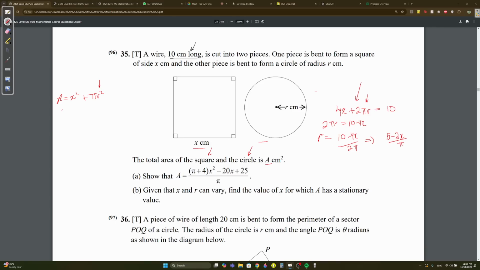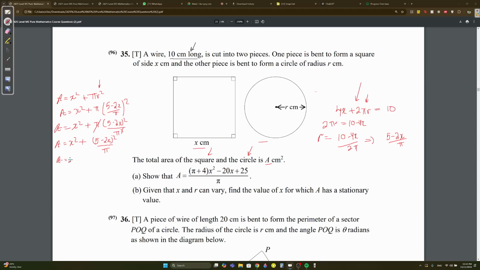So over here, I can substitute A is equal to x squared plus pi times r squared. So 5 minus 2x over pi, squared. You guys know when you square, you distribute it up and down. So it's going to be A is equal to x squared plus pi times (5 minus 2x) squared over pi squared. Cancel the square with the pi. You're going to be left with x squared plus (5 minus 2x) squared over pi, right? Now, we have to expand this.